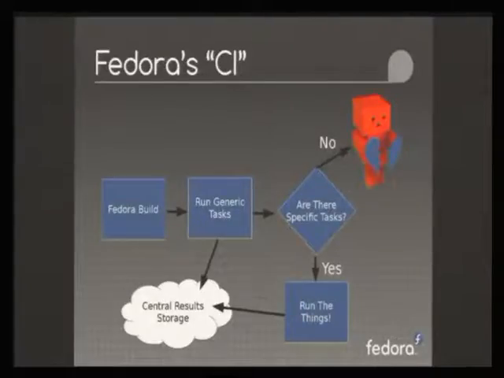The way that it would generally work is we have a build. Once that build is done, there are things that are run on every build in Fedora that store results in a place that anything can query. And then there's the question of, are there specific tasks? We do support having different tests for an individual package and for different modules. And if those are there, they get run, and if not, the robot cries because his heart is broken.